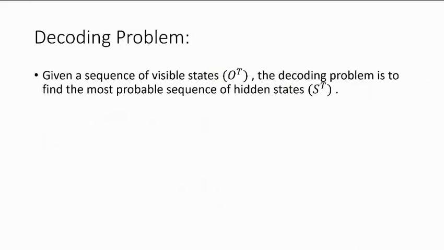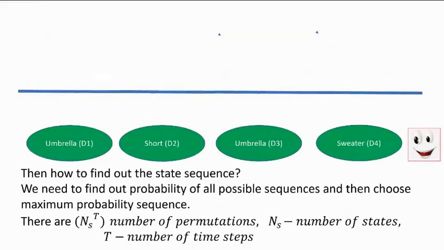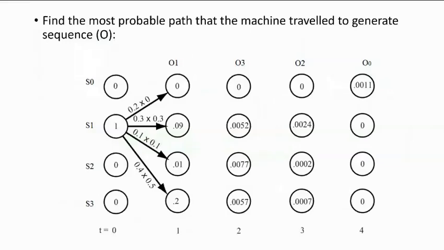Now when you go to the decoding problem, we have already seen the calculation of alpha. What we want is the likely state sequence that the machine has traveled to generate the symbols O1, O2, O1, O3, O2, O0. That is what we want to find out. So we have different values of alpha here.